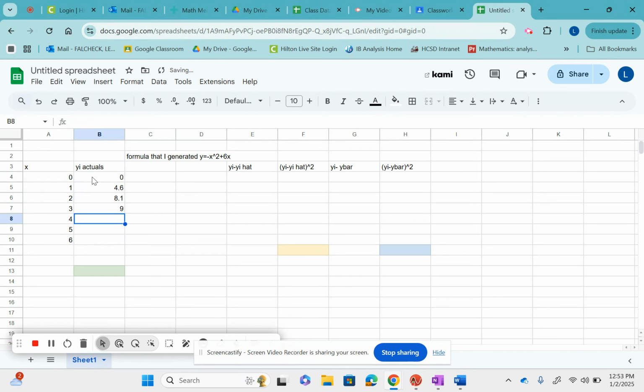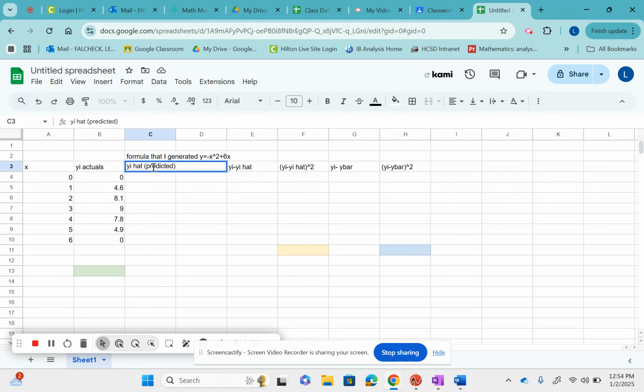And this is what I ended up getting. So then these would be my yi hats. These are the predicted values, and they're from the formula that I generated, which is y equals negative x squared plus 6x, okay? So I'm not going to write it with an s at the end. It's just yi hat, and then I can write these are the predicteds.